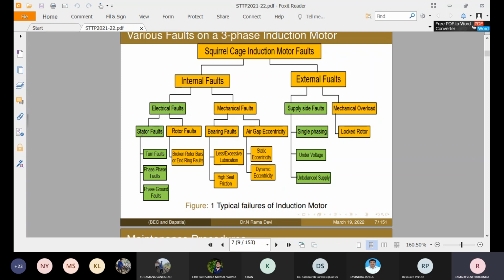The mechanical faults are classified into two types, bearing faults and air gap eccentricity. The bearing faults happen due to too little or excess lubrication, high seal friction. The air gap eccentricity happens due to static eccentricity and dynamic eccentricity. External faults are supply side and mechanical overloads. The supply side faults are single phasing, under voltage, unbalanced faults.